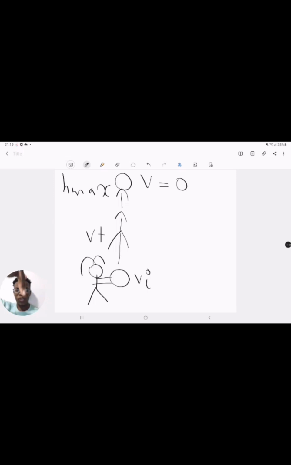Now, if the ball wants to come back down, it means that the velocity is going to have to be negative. In order to move from positive to negative, you must pass by 0 first, right? It is impossible to move from positive to negative, or from negative to positive, without passing through 0. That's why you've got a velocity of 0 just before the ball changes direction and comes back down towards you.